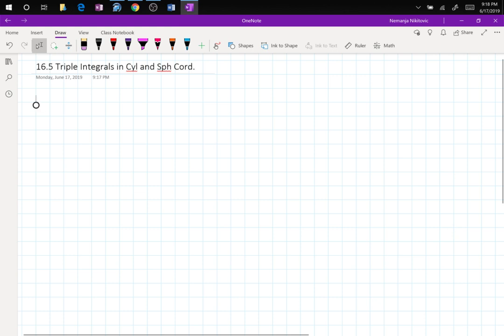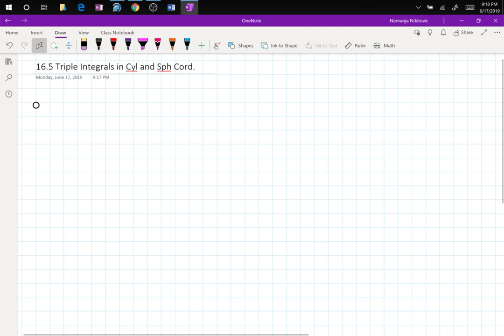Hello and welcome back to Calculus 3, section 16.5 on triple integrals in cylindrical and spherical coordinates. So these are the new coordinate systems for 3D, which we have not discussed so far. Both of them are built on top of the polar coordinates.